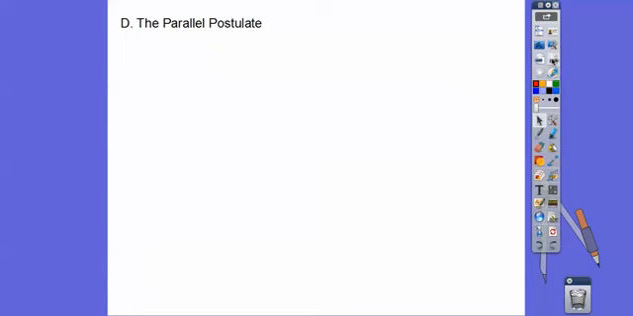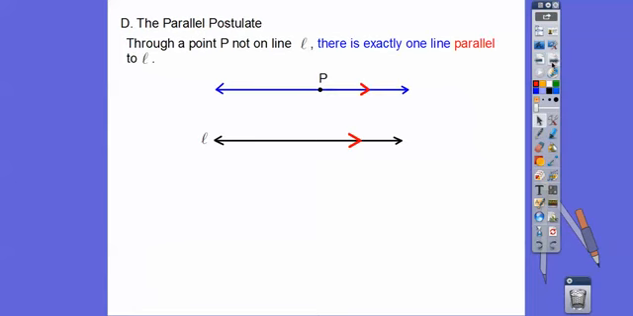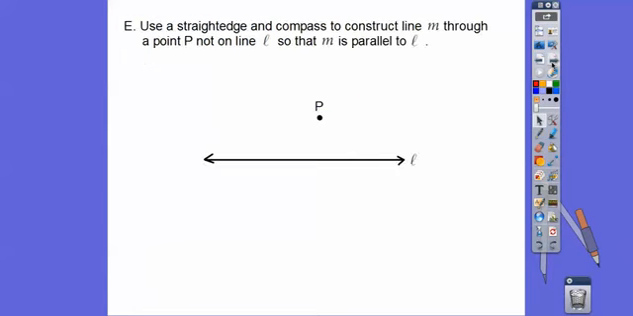So, the parallel postulate. This is a statement that is accepted to be true without proof. Through a point that's not on a line, right there, through that point there is only one line that's parallel to the given line L. And we're going to try and do this.